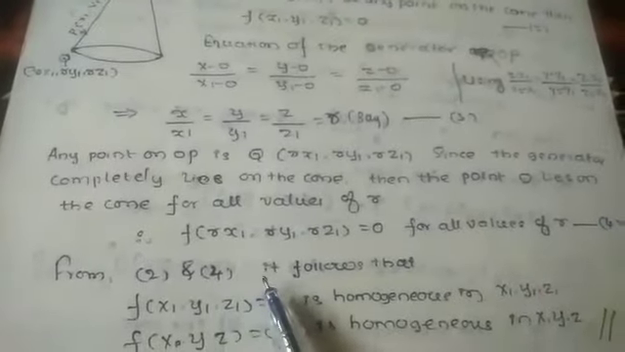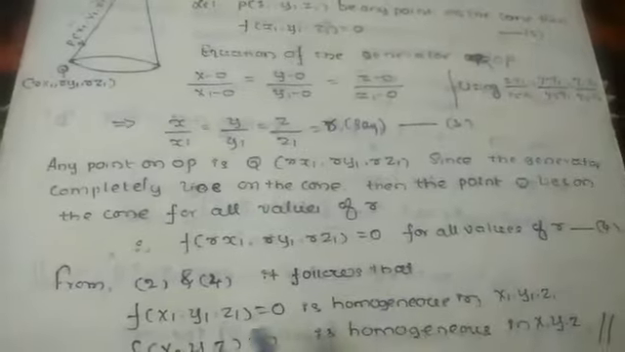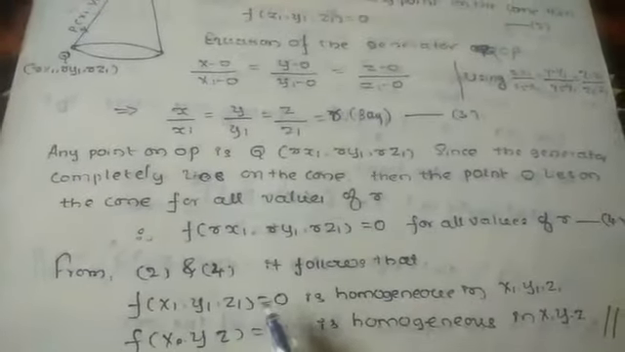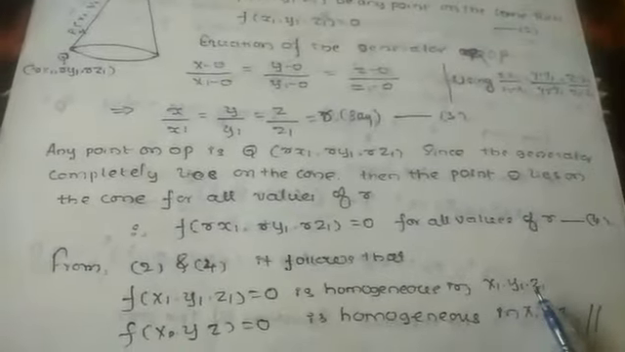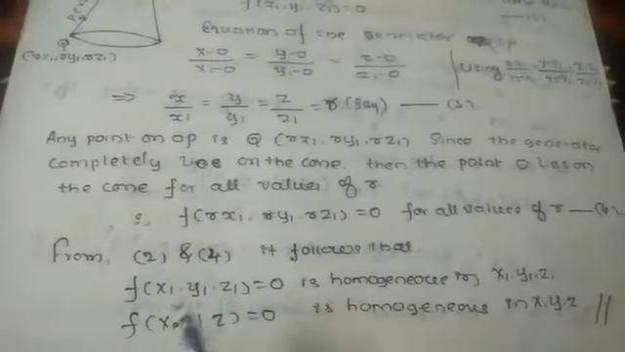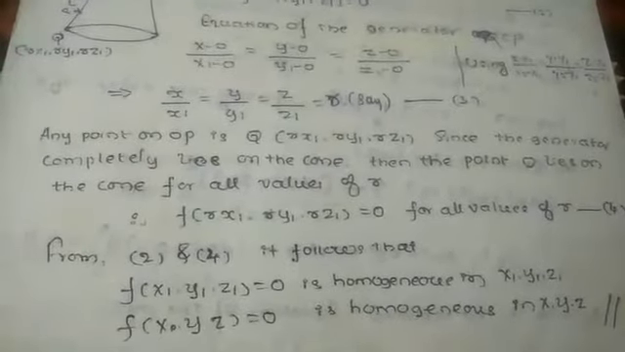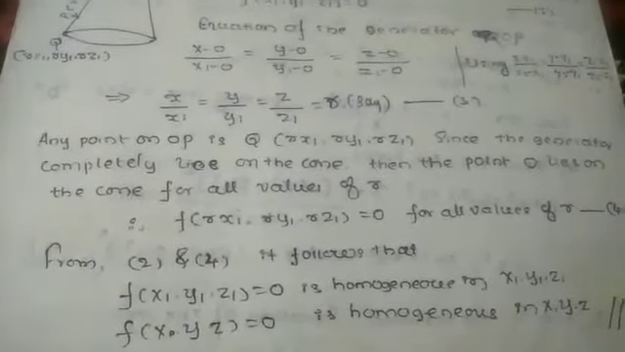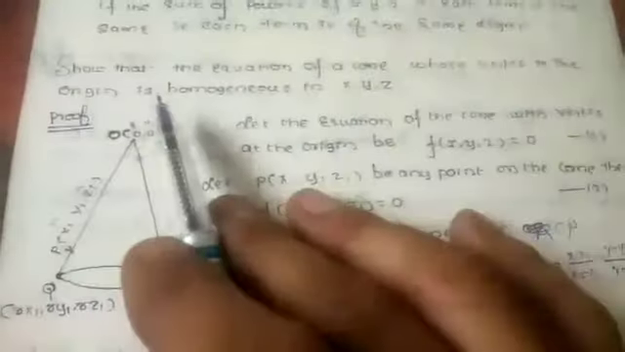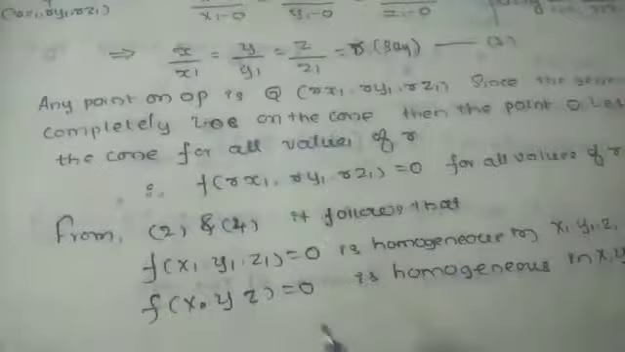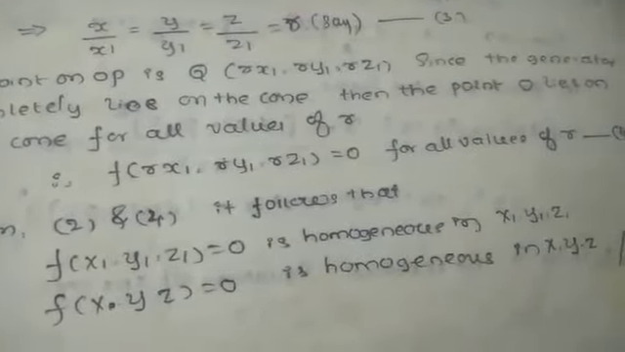Okay, from equations 2 and 4, it follows that f(x1, y1, z1) must be equal to 0. So in homogeneous form, that is f(x, y, z) must be equal to 0, which is homogeneous in x, y, z. Therefore, the equation of a cone whose vertex is the origin is homogeneous in x, y, z, that is f(x, y, z) = 0.